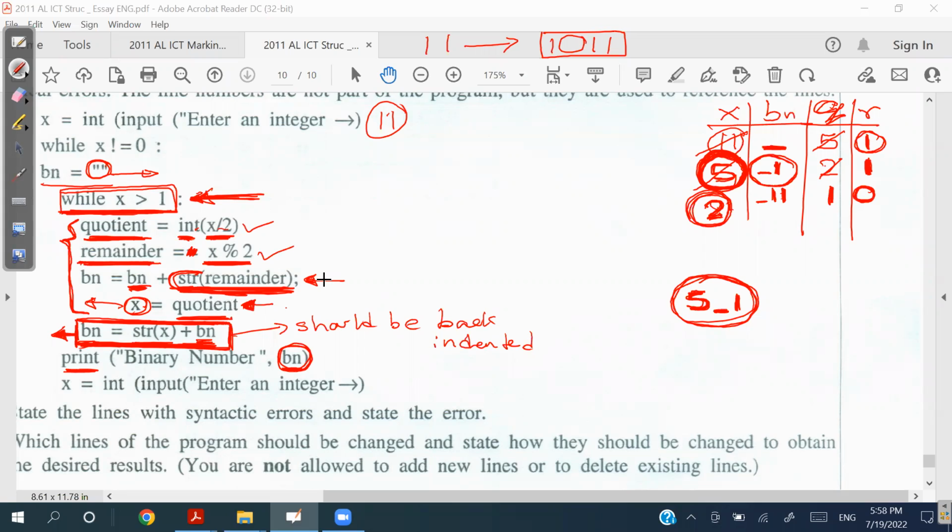Then the remainder will be converted into a string and concatenated with the bn. That means it is going to create space 1, 1 and a 0. Then it goes up and checks again.